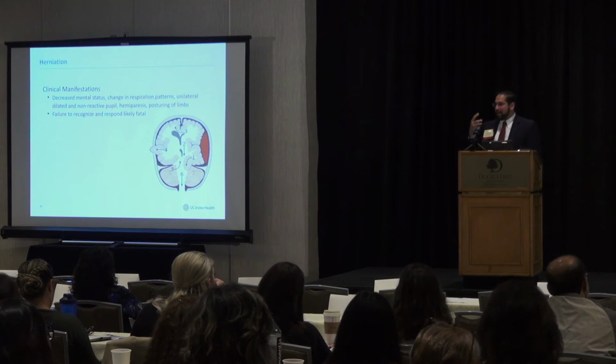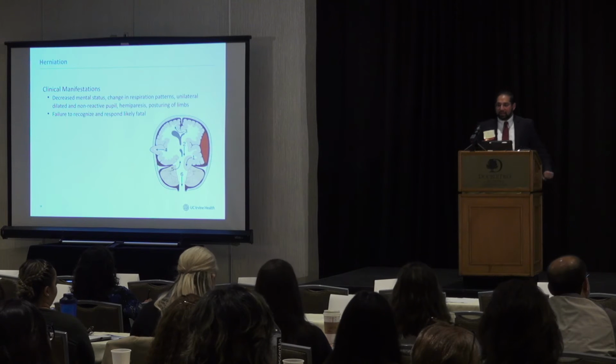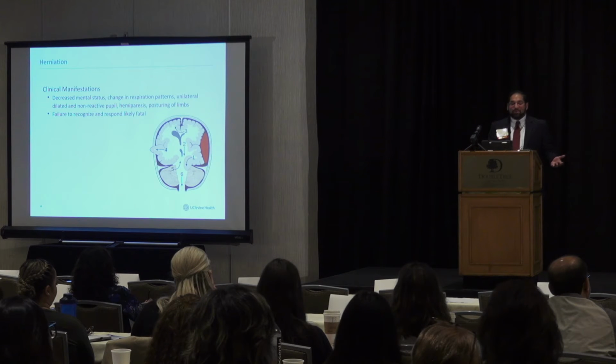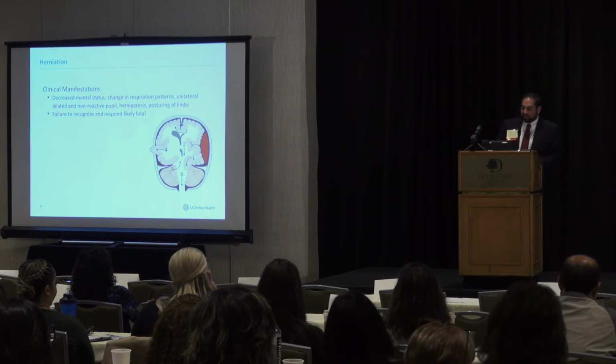We think about a dilated pupil, acute hemiparesis, or posturing in the limbs, either extensor or flexor posturing, but it may be subtle signs, such as just a decrease in mental status and a change in respiratory pattern, that might be your earliest clinical harbingers.